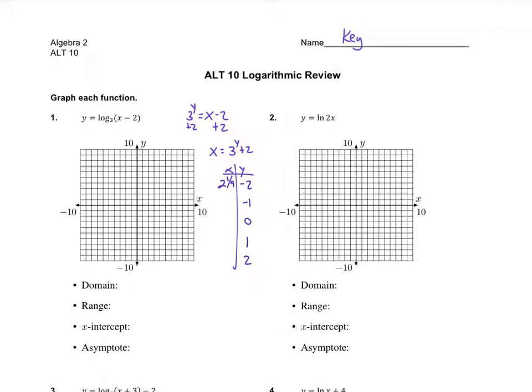If we plug in -1, you get 2 and 1/3. 3 to the 0 power is 1 plus 2 is 3. And then if we plug in 1 and 2, we'll get 5 and 11. So now we're going to graph these. Remember, we're going over x and then up or down y. So over 2 and 1/9, down 2. Over 2 and 1/3, down 1. Over 3, down 0. Over 5, up 1. And then over 11, up 2.